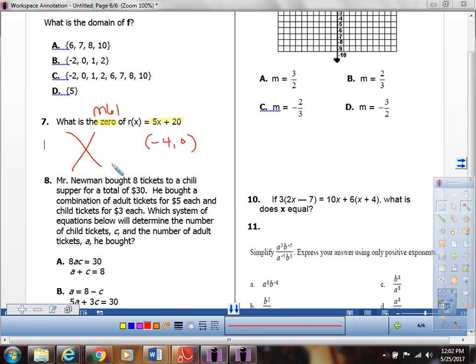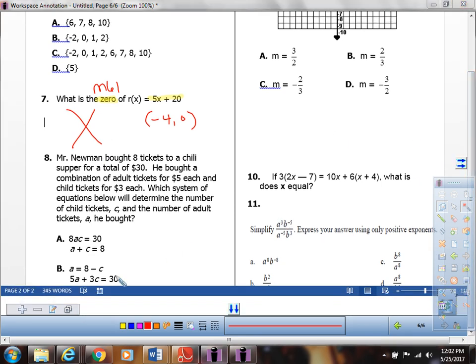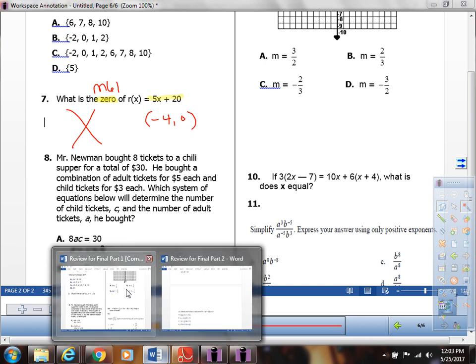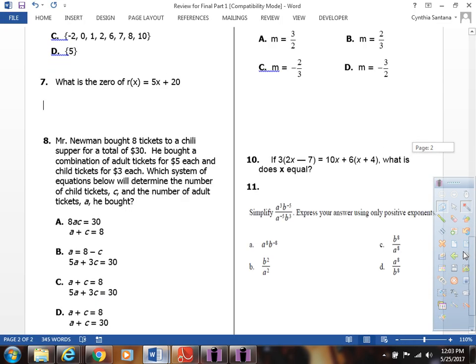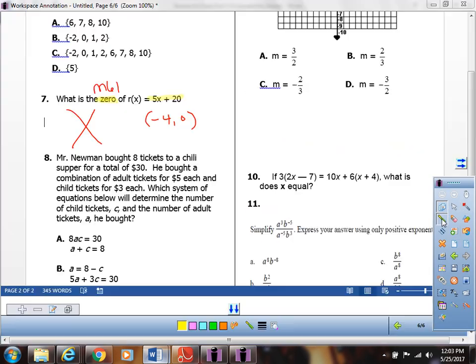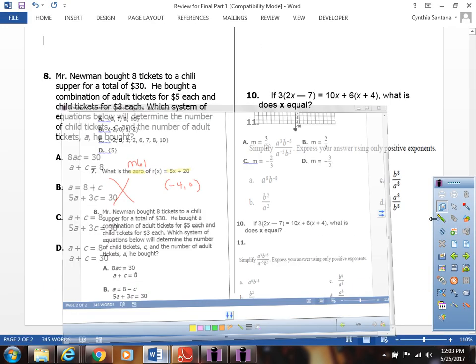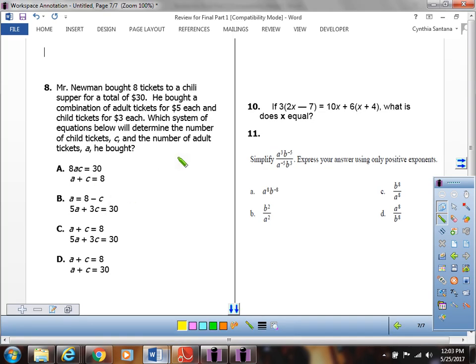If they say solution, like they asked on the last problem, menu 6, 1. Now let's look at number 8. Number 8 is one of those problems that I really highly recommend you use a highlighter, because that way you can highlight the key words and you can see how much each ticket costs. You got to look at stuff like that and what the totals are.